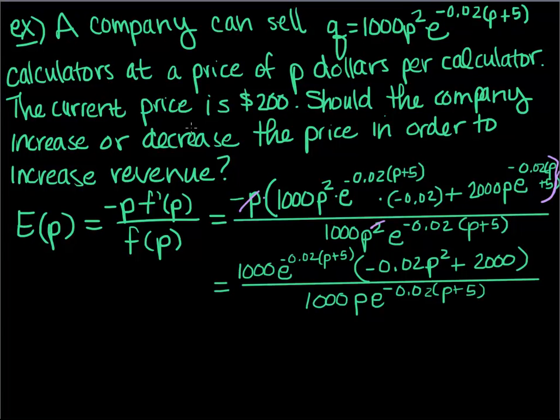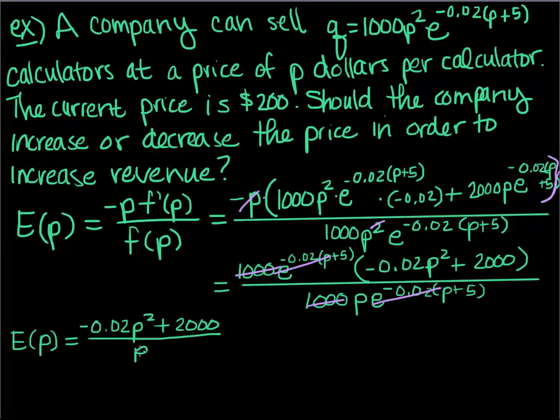This is a pretty nice one, actually. It doesn't look nice at first. My thousands cancel, my e's cancel, and I'm just left with that P on the bottom. All right, so here's what we got. We have E of P then. My elasticity equation here turns out to be pretty nice: negative 0.02 P squared plus 2,000 all over P.